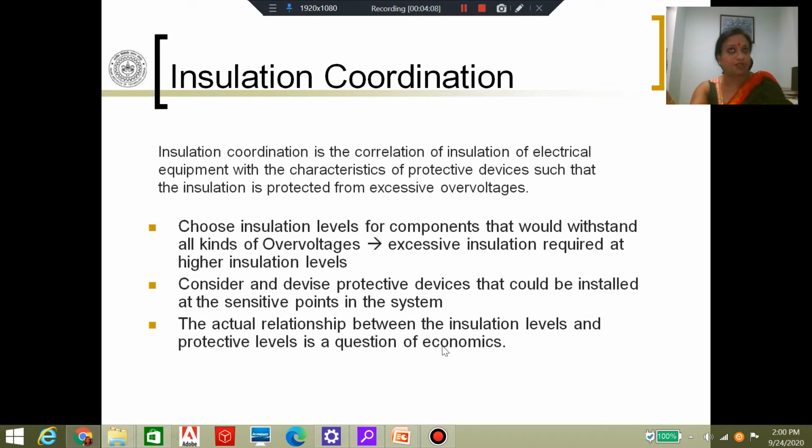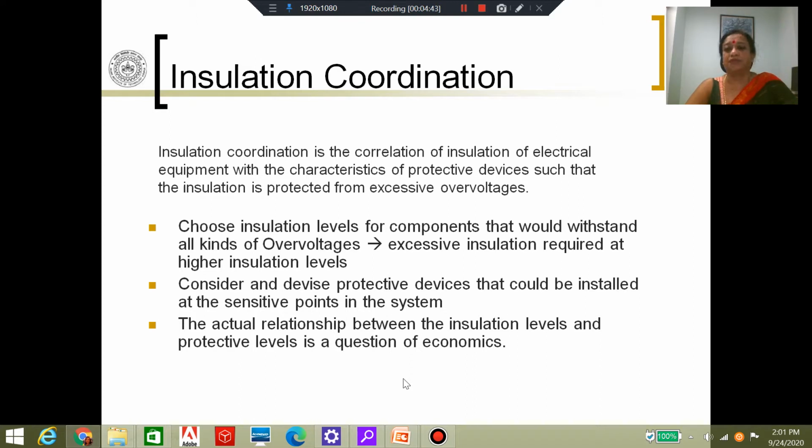So there is an insulation level. What is the insulation level? Insulation level is what determines the design of the insulation of your equipment. The equipment is designed to withstand stresses up to the insulation level, whereas the protection level, or the protective level, is the level of the over voltage against which the insulation is protected. So how do you choose this protection level and insulation level?